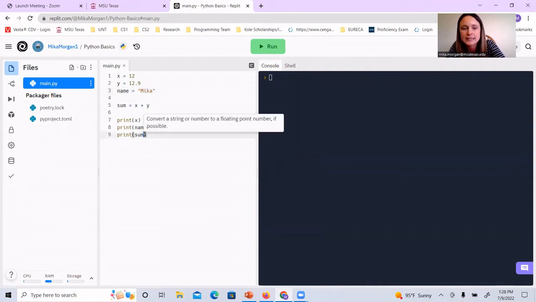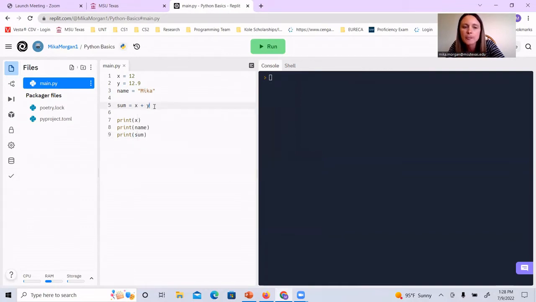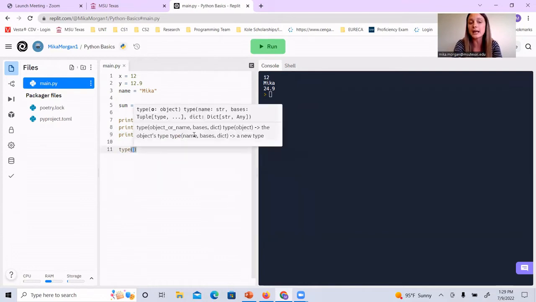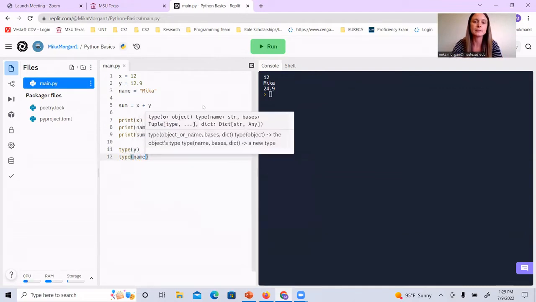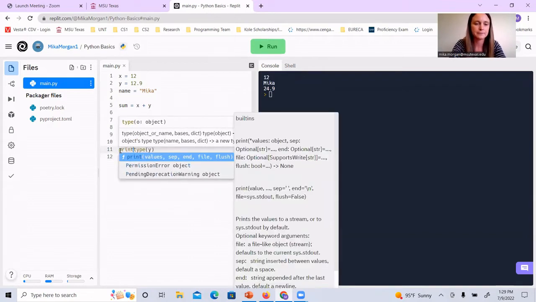What is going to be stored inside of sum? Well, sum is 12 plus 12.9. So I think it's going to say 24.9. And let's run it and do that first. Beautiful. And then we could also ask it to print out some of those types, right? What is the type of Y? What is the type of name? And then we'll run that again and we can see that command. Oh, I guess I have to print it out, don't I?